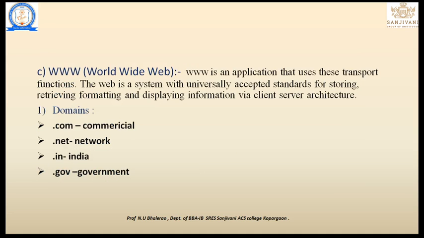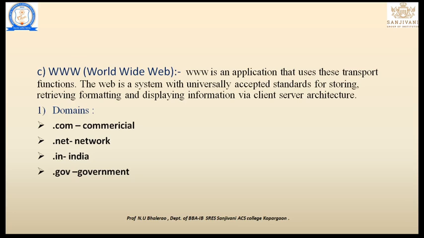Then last but not the least is WWW. As we understood initially in the definition of the internet, the World Wide Web is the major connectivity which provides access to the internet, the main tool in the world of the internet. So what does it mean? WWW is an application that uses these transport functions, which help you transfer your files, connect you to the name of your website, connect you to the Transmission Control Protocol, and connect you to the Internet Protocol also.